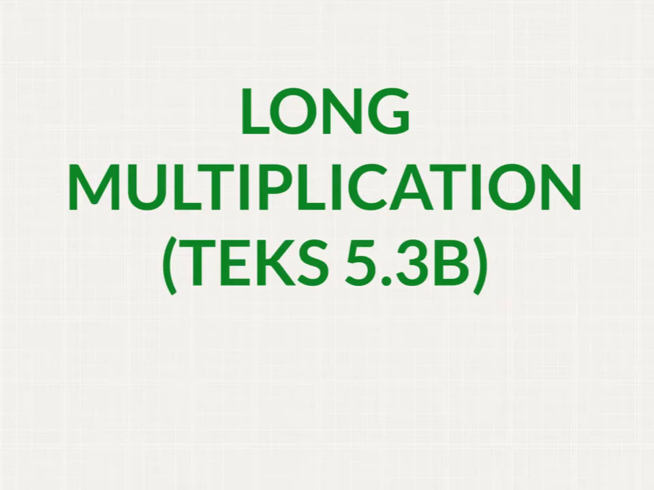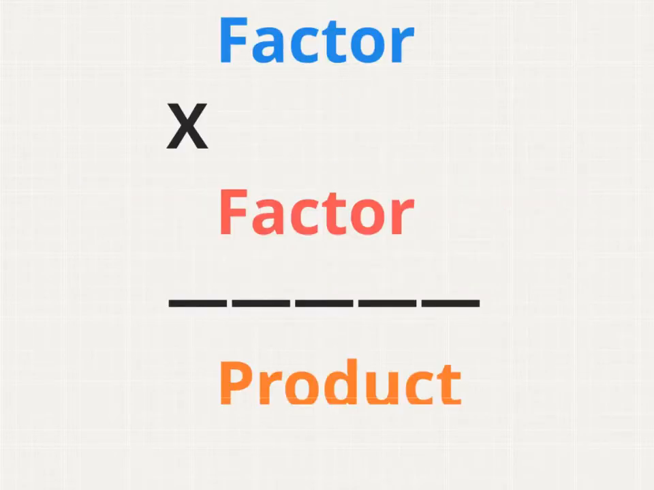In today's lesson, we'll be reviewing long multiplication, meeting the requirements for TEKS 5.3b. As a reminder, when we multiply, the numbers being multiplied, in this case blue and red, are called factors. And when we multiply factors, the result or solution is known as a product, which you can see here in orange. In long multiplication, the factors will each be at least 2 digits.